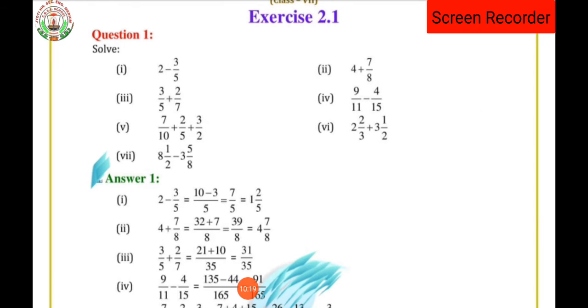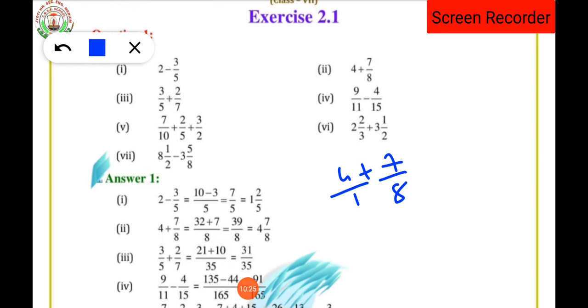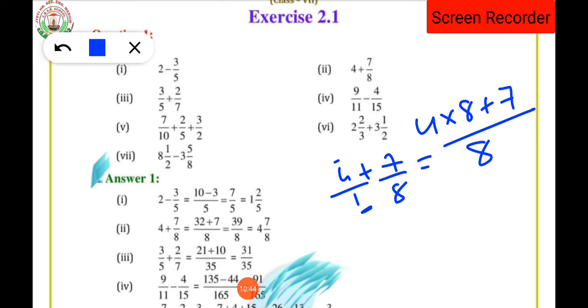Then the second one is the same, that is 4 plus 7 upon 8. As the 4 does not have any denominator, we will take it as 1. So the LCM of 1 and 8 will be 8. 8 comes in the table of 1 how many times? It comes 8 times. So that 8 will be multiplied with the numerator 4. Plus, 8 comes in the table of 8 how many times? 1 time, that will be multiplied with the numerator 7.